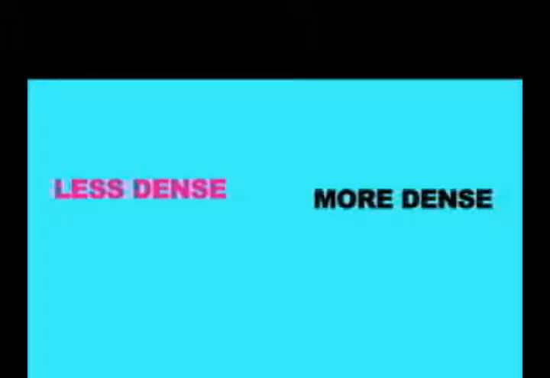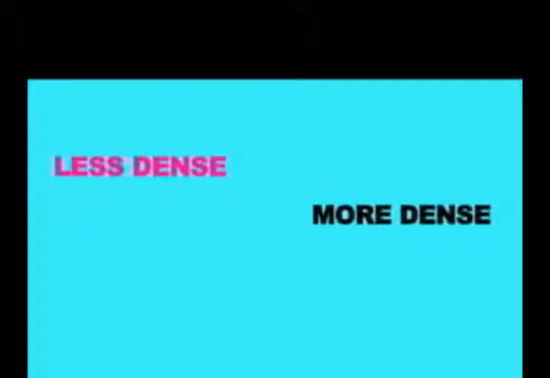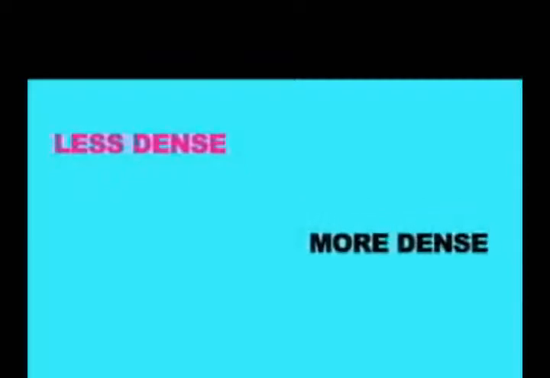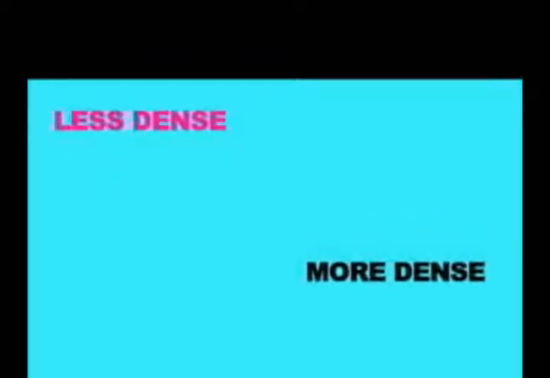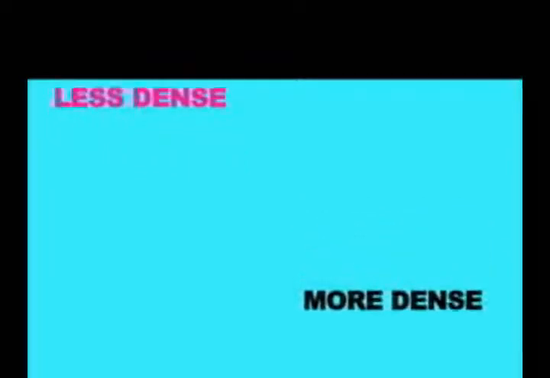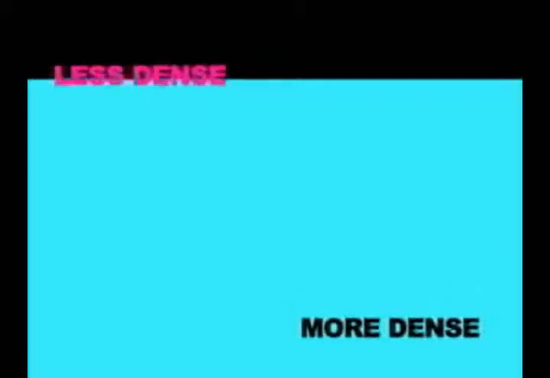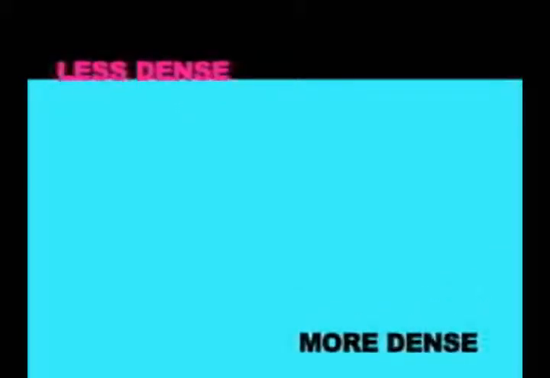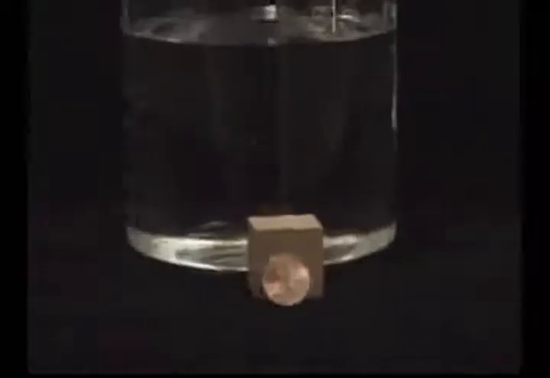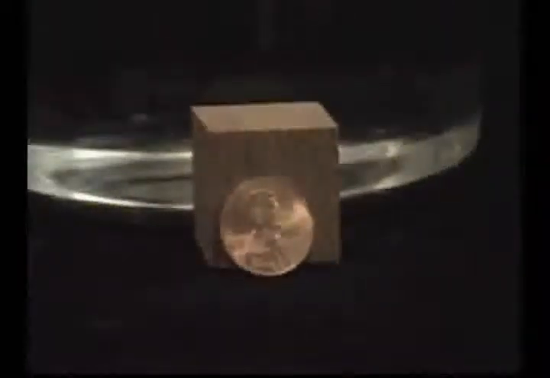An object's density determines whether it will sink or float in another substance. When placed in the same container, less dense substances float to the top, while more dense substances sink to the bottom. Take, for example, this penny, block of wood, and water.